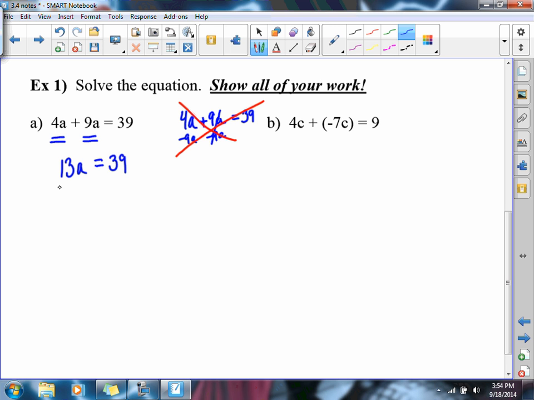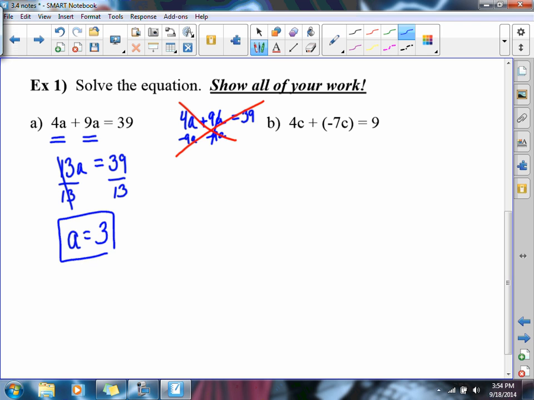So now I have a one-step equation that I have left to solve: 13 times a equals 39. If I'm trying to get the a by itself, I have to divide by 13 so I can undo that multiplication. So a ends up being 3. And I could double check my work. I could substitute the a back in. 4 times 3 would be 12, and 9 times 3 would be 27, and 12 and 27 would add up to 39.